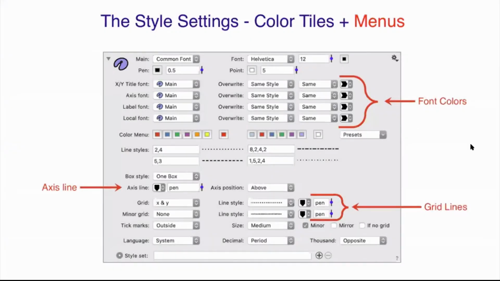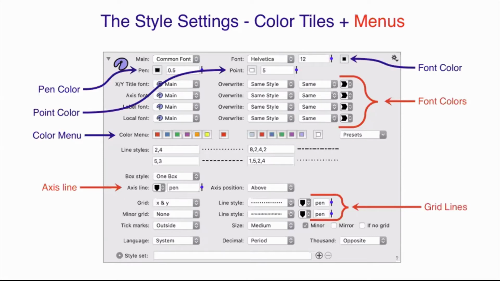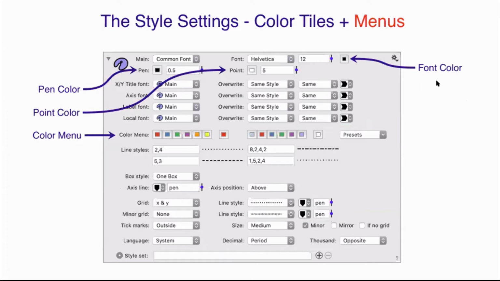If you look within the style settings, there's actually both color menus and color tiles. So all of the settings that you see right now, where these are all highlighted, these are all actually the color menus. And these include both the font colors, the axis color, and the grid line color. So you can see each one of those highlighted here. And just to point out again, in this location, this is where you see all the color tiles.